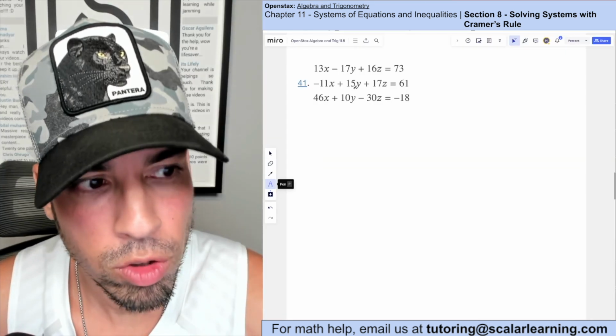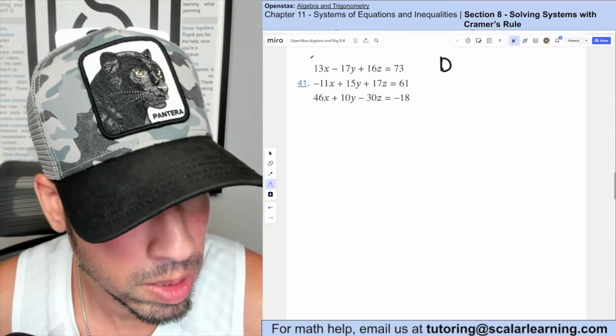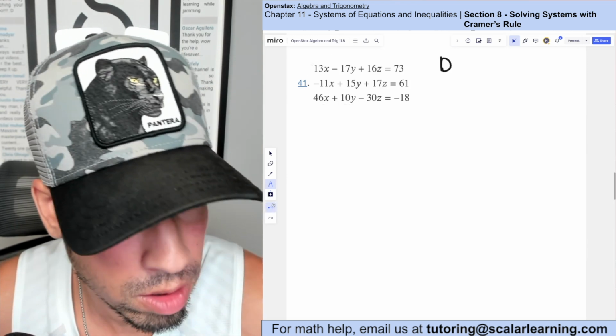Done. So for this one, using Cramer's rule, we're going to start by finding the determinant of the main matrix formed by those coefficients.